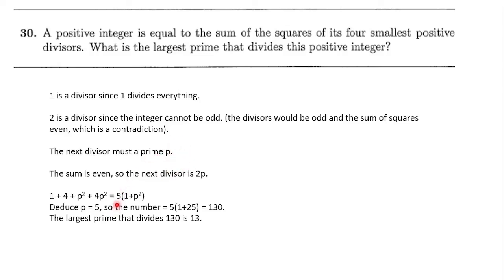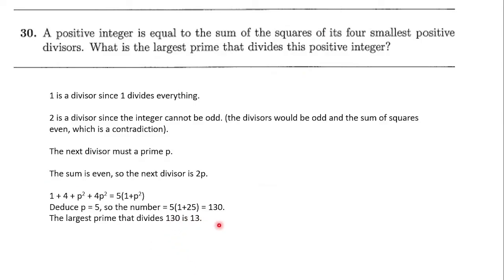so this prime p must be 5. Now we can sub p equals 5 back into this, so 5 squared is 25, 25 plus 1 times 5 gives us 130, so that's the number, and then the largest prime that divides 130 is just 13.